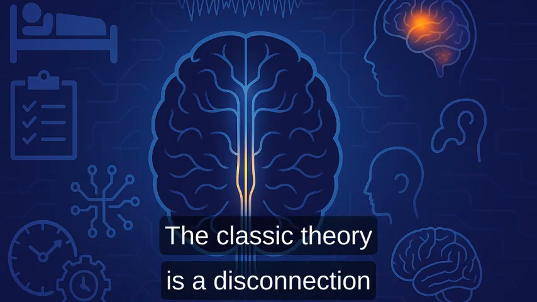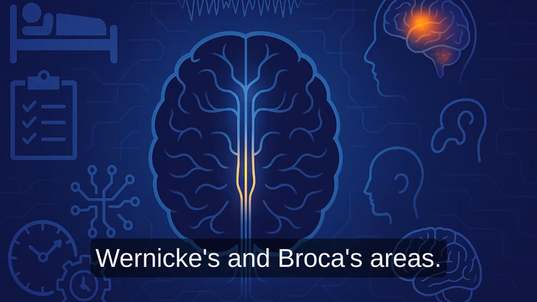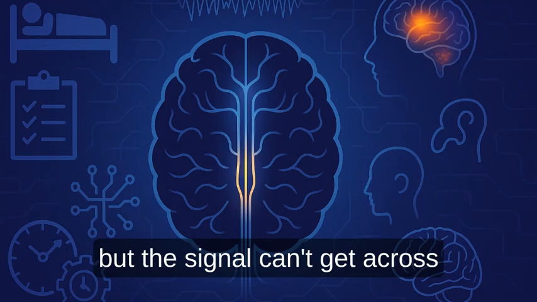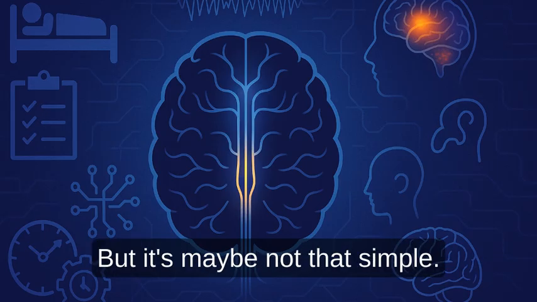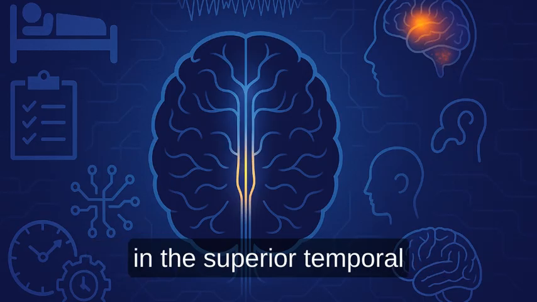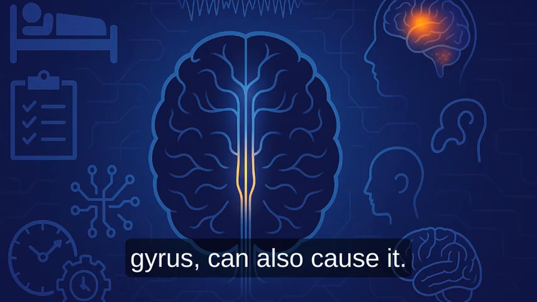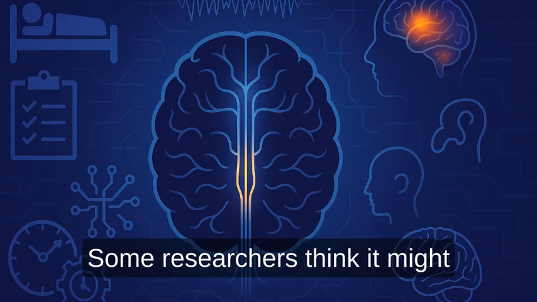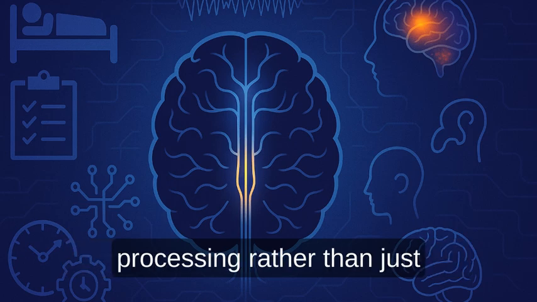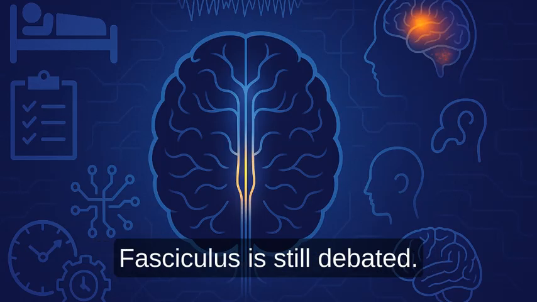What's the thinking on the cause, the connection pathway? The classic theory is a disconnection due to damage to the arcuate fasciculus, the tract connecting Wernicke's and Broca's areas. The idea is comprehension happens, production is possible, but the signal can't get across reliably for repetition. But it's maybe not that simple. It seems more complex. Lesions in the superior temporal gyrus or inferior parietal lobe, like the supramarginal gyrus, can also cause it. Some researchers think it might relate more to deficits in auditory short-term memory or phonological processing rather than just a simple pathway interruption. The exact role of the arcuate fasciculus is still debated.